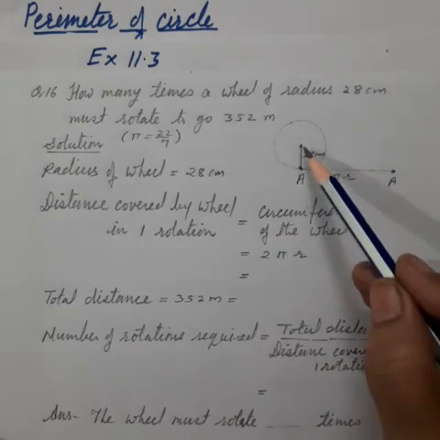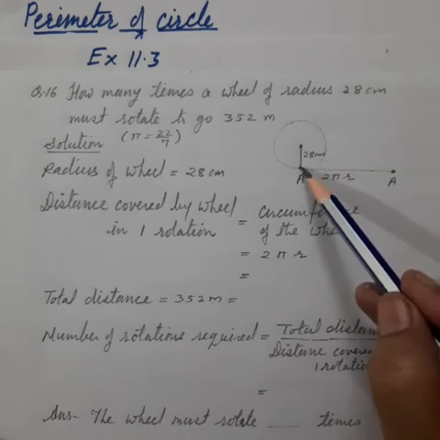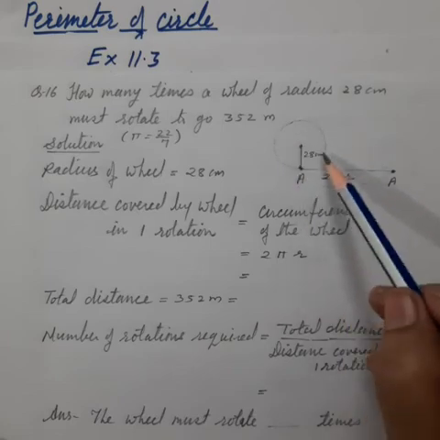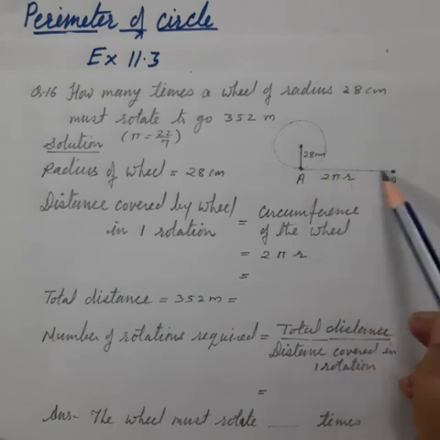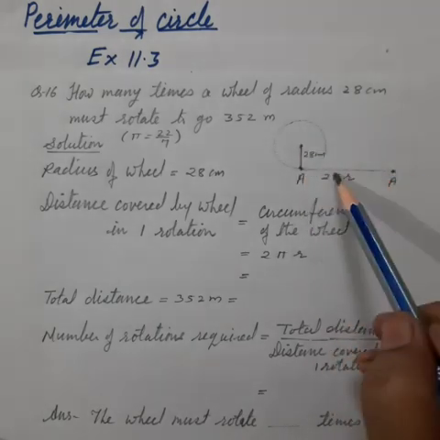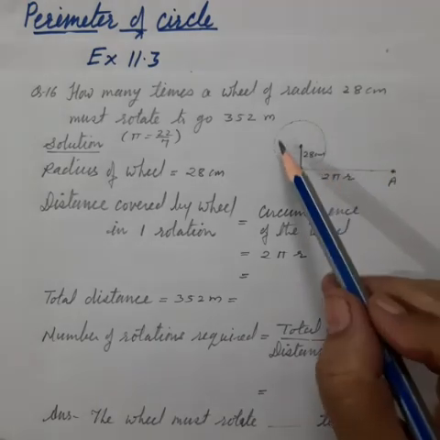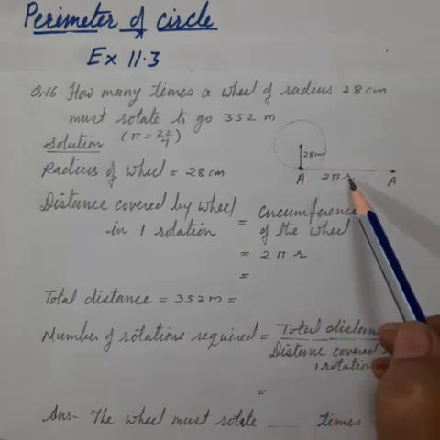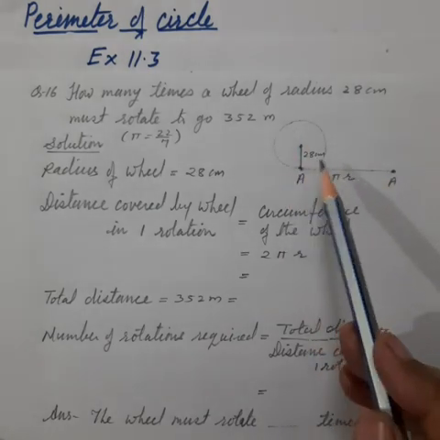A wheel has radius 28 centimeter. Suppose this point A is touching the ground here. After taking one rotation, this point will come here. How much is the distance? This distance is equal to the circumference of the circle. That means the distance covered in one rotation of this wheel is equal to the circumference of the circle. So let us find out the distance covered in one rotation of the wheel.